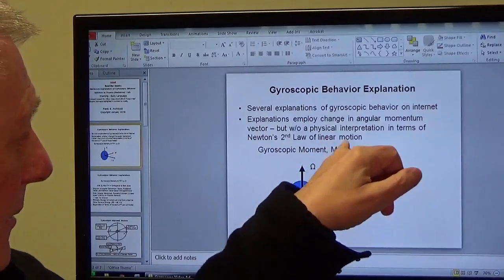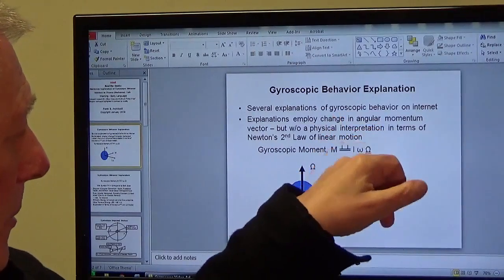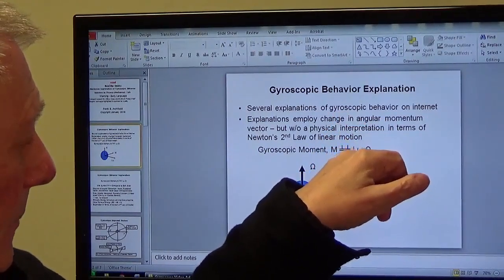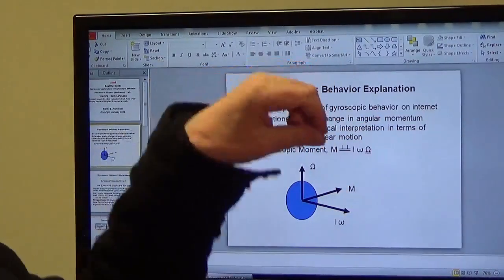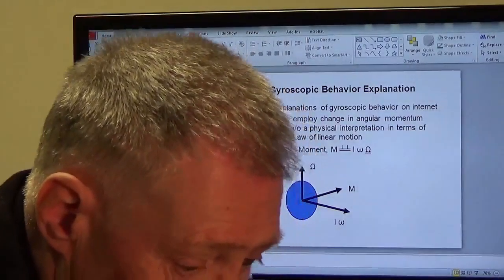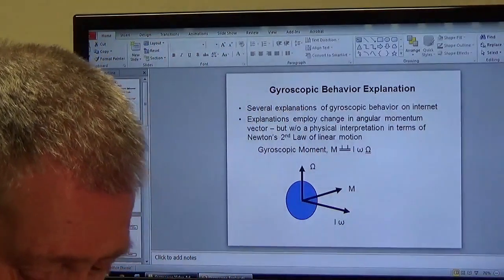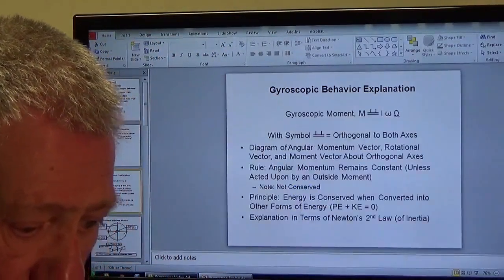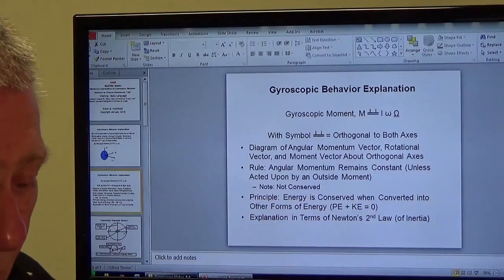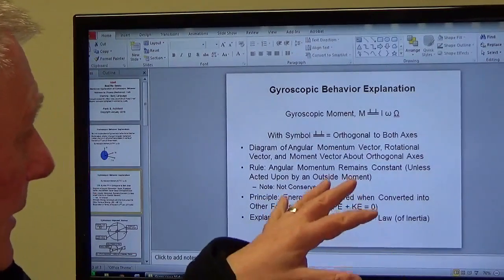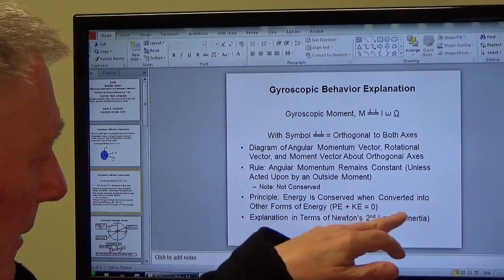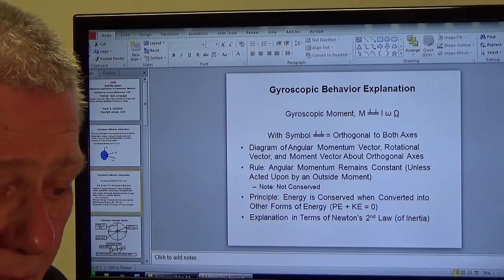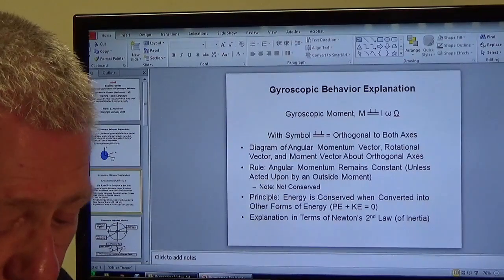It's the product of the polar moment of inertia, the angular rotation, and then the angular motion about the vertical axis. Okay? That's essentially what this does. You can stop the video and read through these letters and comments. But what I'm going to get to now, very quickly, is an explanation of the gyroscopic moment in terms of Newton's laws of motion.